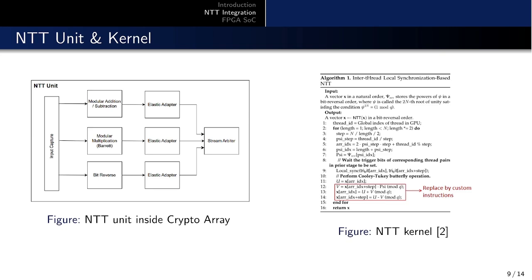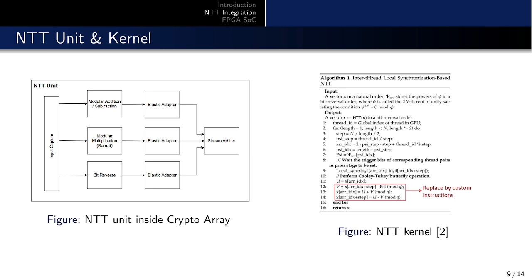All these units are pipelined and require their input to be stable. So we have to do input capture in the beginning. When we receive a valid signal, we store the input in order for the operation to be correct. The block after that is the elastic adapter, which is purely a counter that counts the latency cycles in order to raise a valid signal for the pipeline.